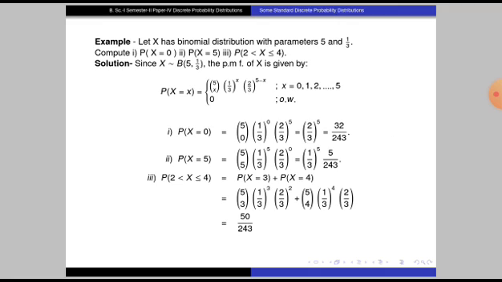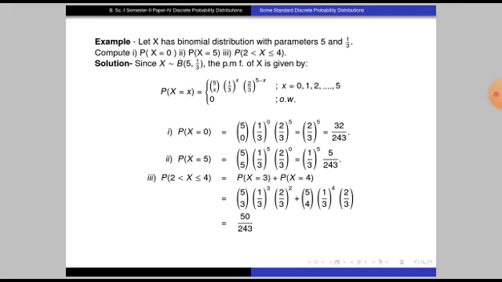Let X have binomial distribution with parameters 5 and 1 divided by 3. Compute number 1, probability of X is equal to 0, probability of X is equal to 5, and probability that X lies in between 2 and 4, where 4 is inclusive and 2 is exclusive.